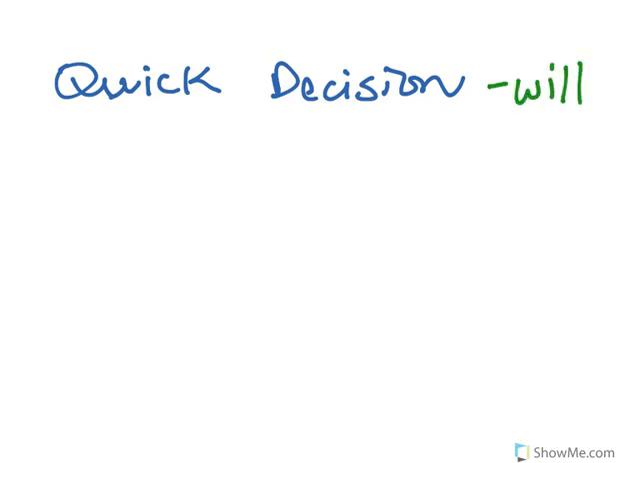And basically what this means, a quick decision means a decision that I make in the moment. So all of a sudden I notice something happens, and then I make a decision about the future in that moment. For example, let's say that I open up my refrigerator door.